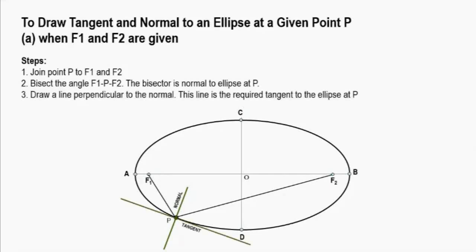So for any point P on the ellipse, if the ellipse and the major axis and F1, F2 are given to us, it is just a two-step procedure to draw tangent and normal. Normally what we do is we draw either a tangent or a normal, and then we draw a perpendicular to that, because tangent and normal are always perpendicular to each other.